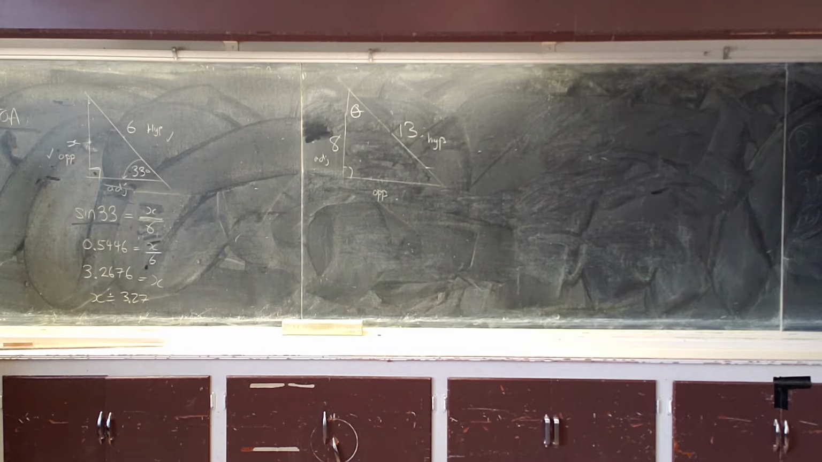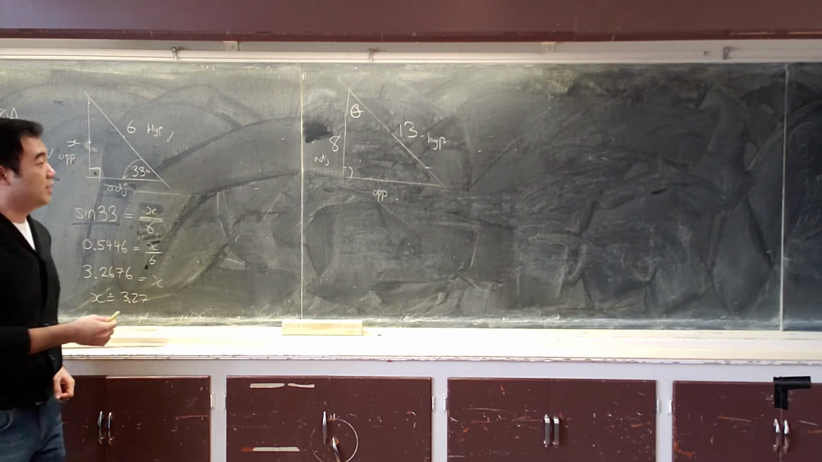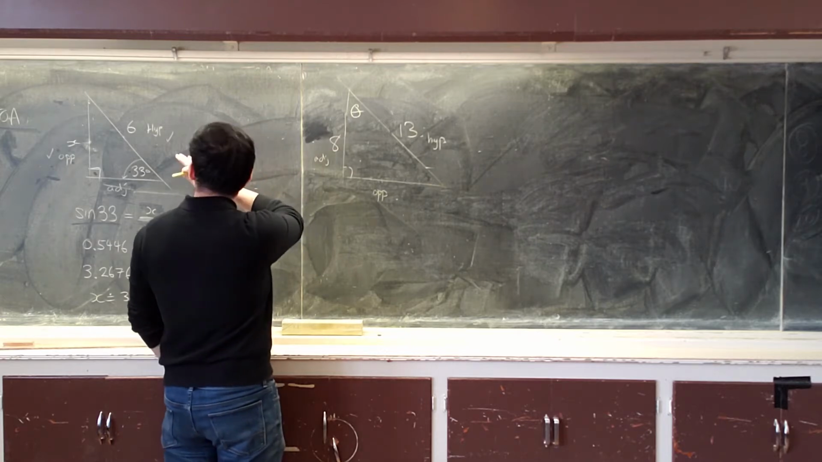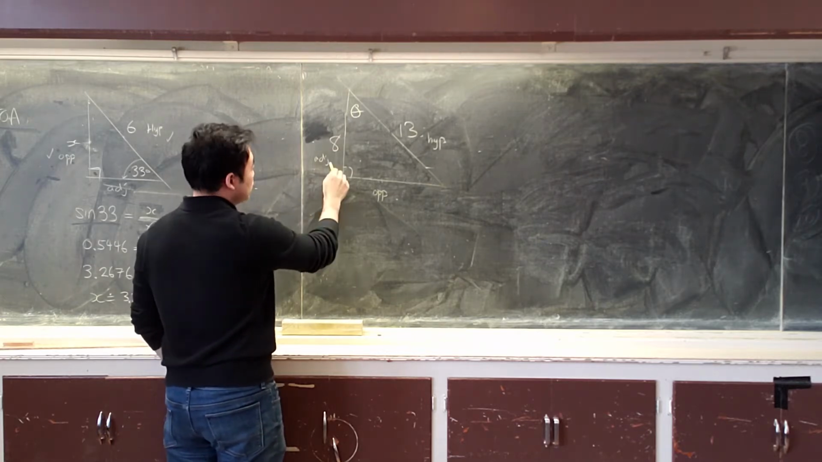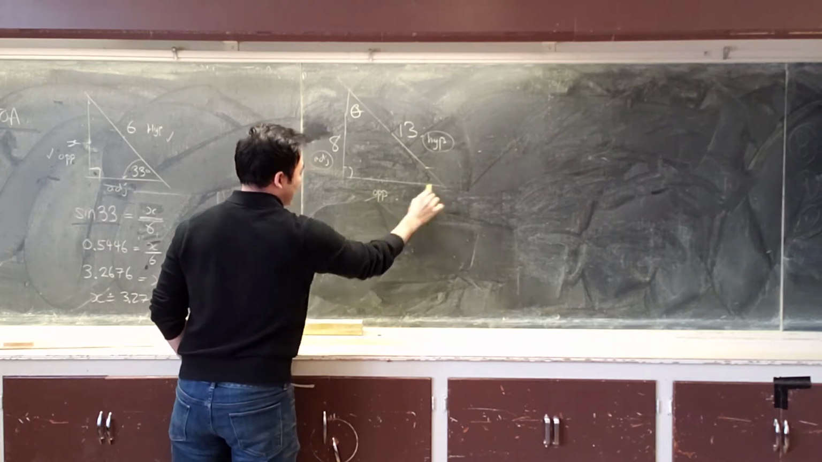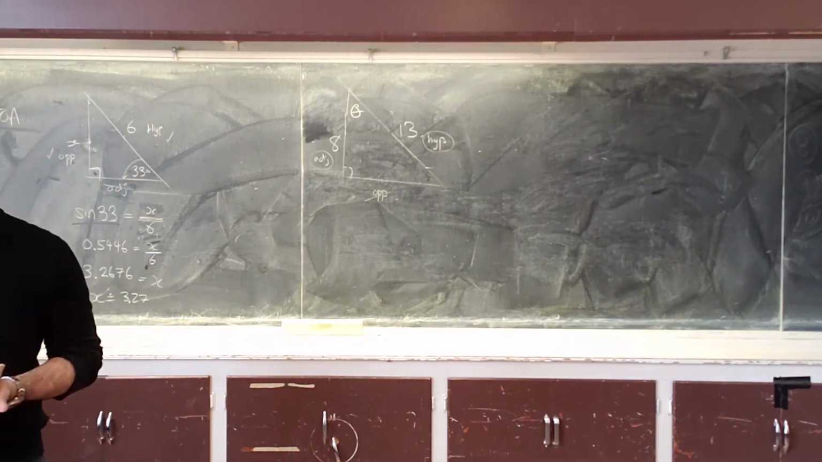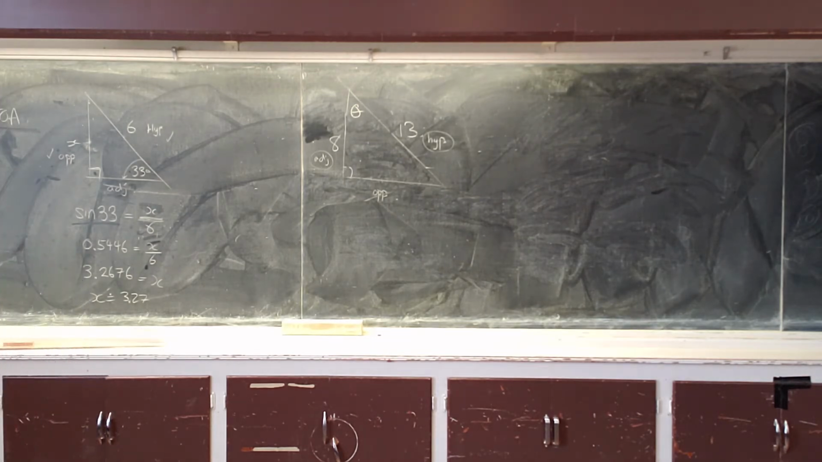If I were to reverse the process, we want to find this angle. Which of these three ratios uses adjacent and hypotenuse? Someone who wasn't here last class, let's get you on board.